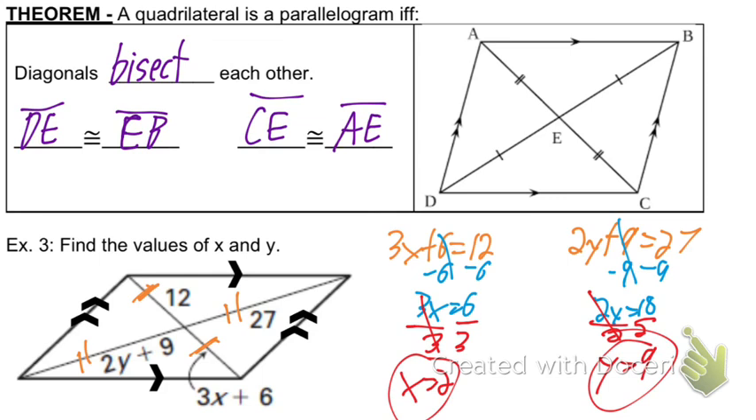Could we plug x back in and make sure that 3x plus 6 gives us 12 to equal 12? Yeah, we could check those things, okay? Do we need to? Don't need to, but you could.